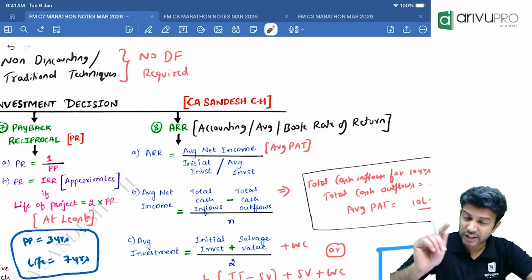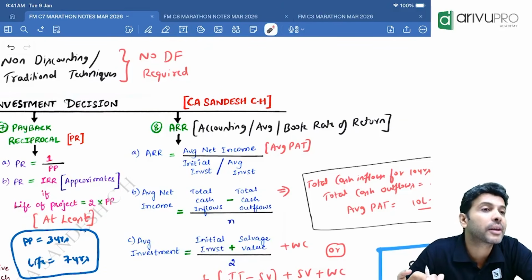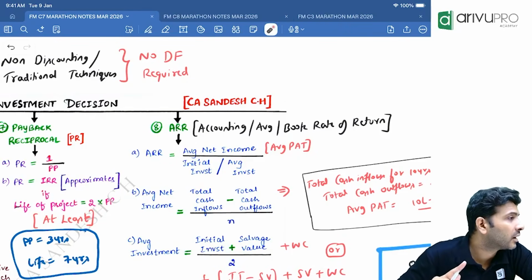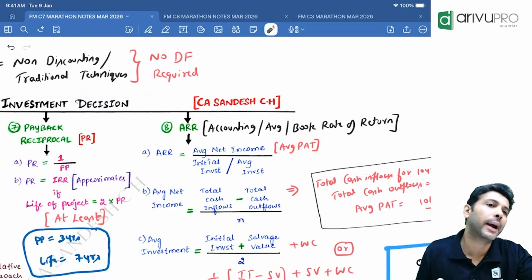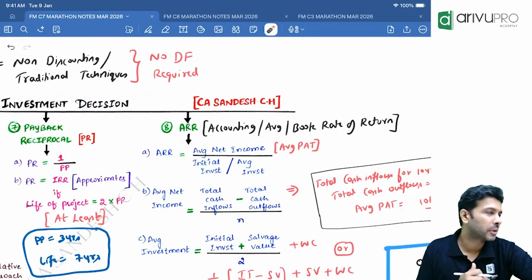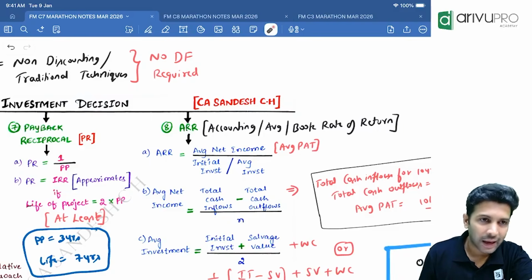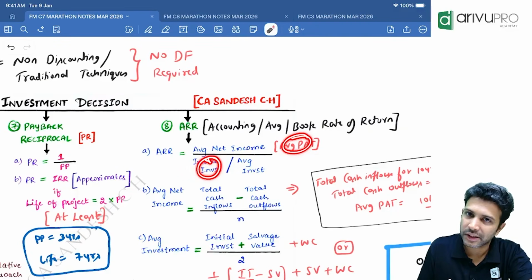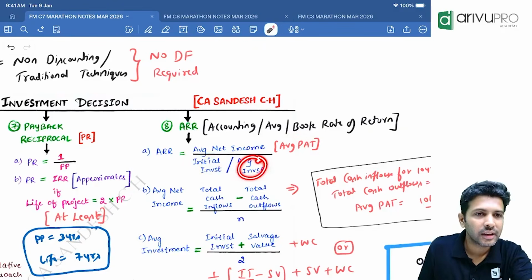One, and first, before that, sir, ARR is the only capital budgeting technique which uses PAT. ARR is the only capital budgeting technique which uses PAT. Rest all the techniques use cash flow. ARR is the only thing which uses what, people? PAT. So ARR is simply given by the formula. Method 1 to find ARR is take the average PAT divided by initial investment. That is method number 1 to find out ARR. Second method, take the average PAT in the numerator divided by the average investment.